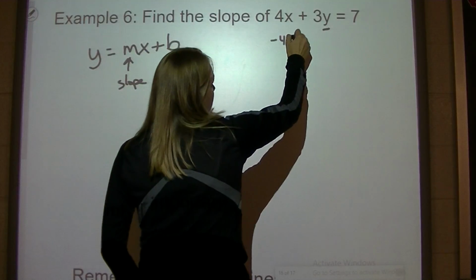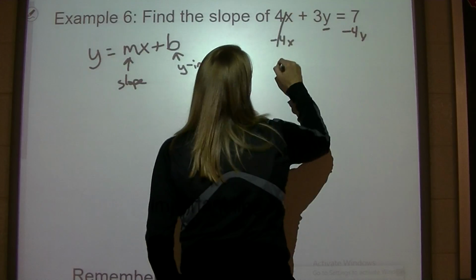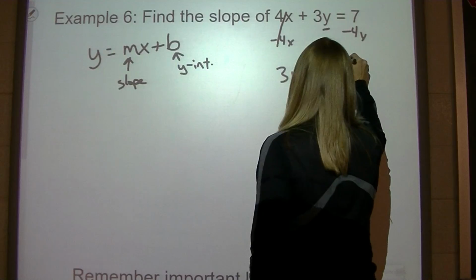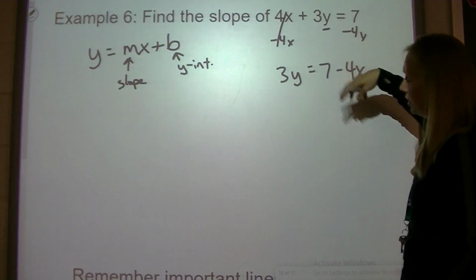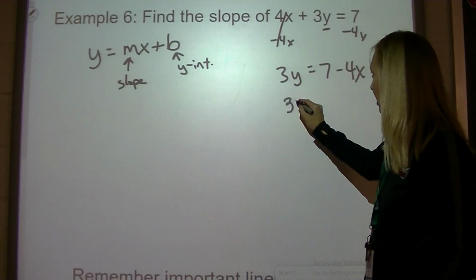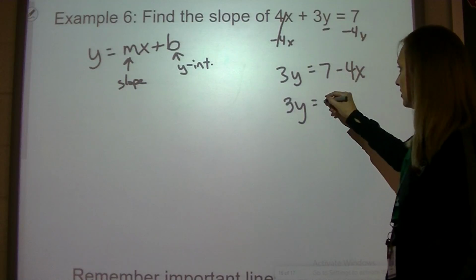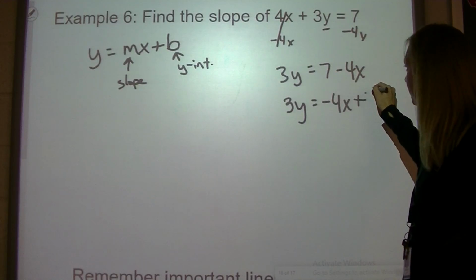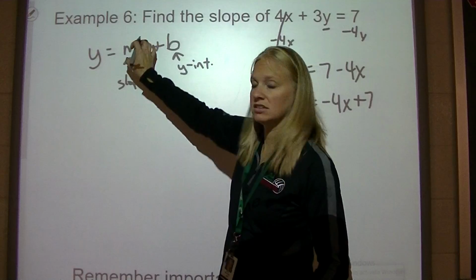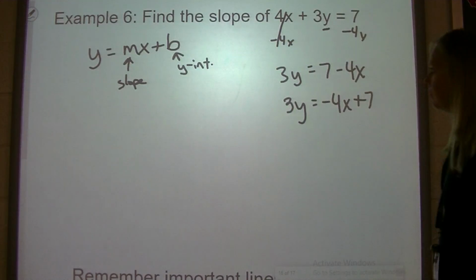So I'm going to subtract 4x from both sides. So I'll have 3y equals 7 minus 4x. You can leave it in this form. I hate looking at it that way. I need to move it because I need my x term to be first, just like it is in this formula.